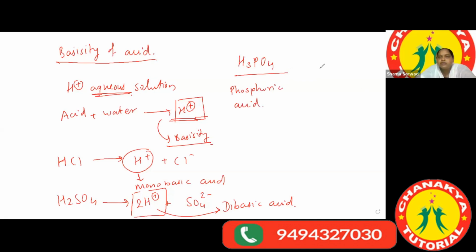Okay. When you dissolve it into the water, it will release 3H+ ions and PO4 3-. Fine. So how many H+ ions have been released in the aqueous solution of phosphoric acid? How many? 3. Correct? Yes or no? Are you able to see 3H+ ions and PO4 3-? So this +3 and -3 can balance each other to form H3PO4.